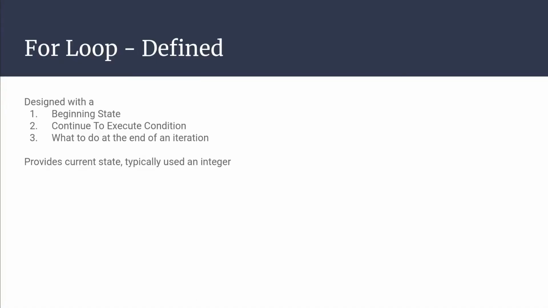Now let's talk about a for loop. But before we start writing for loops, I think it's healthy for us to evolve our while loop use case into a for loop. A for loop is designed with a beginning state, some statement that evaluates to a Boolean of whether or not to continue to execute, and what to do at the end of a loop iteration. When you provide the current state, the beginning state, you typically use an integer, but this is not always the case.